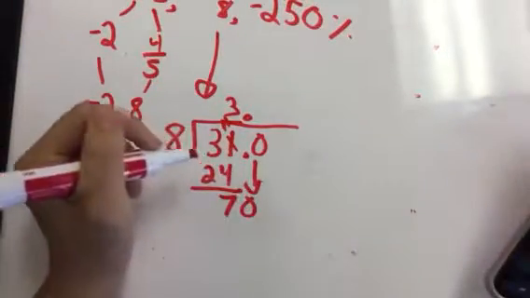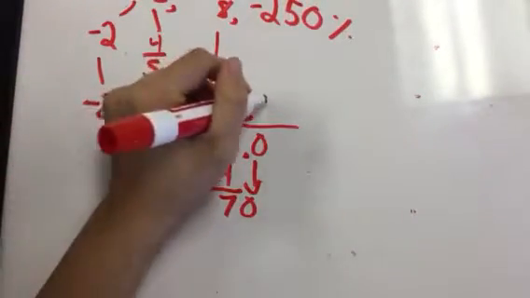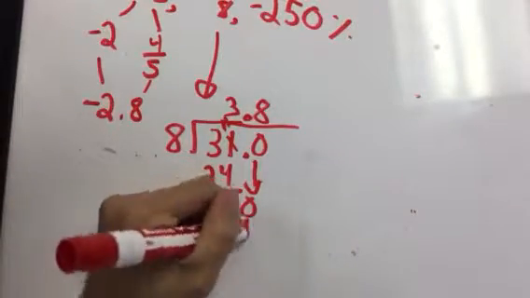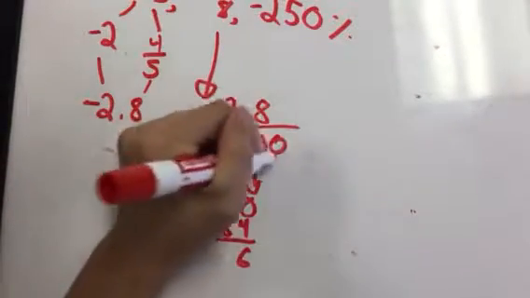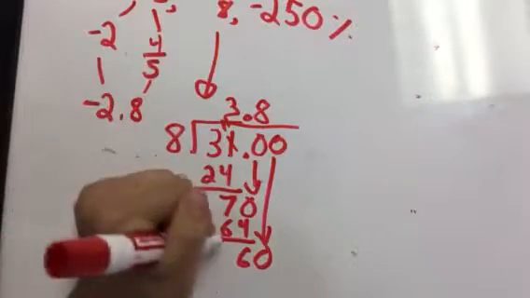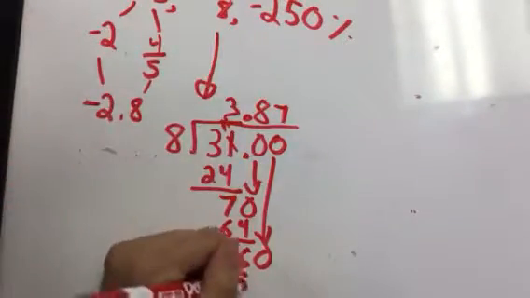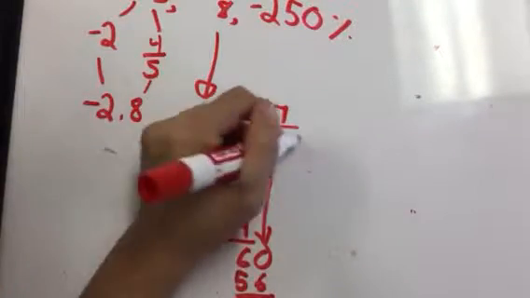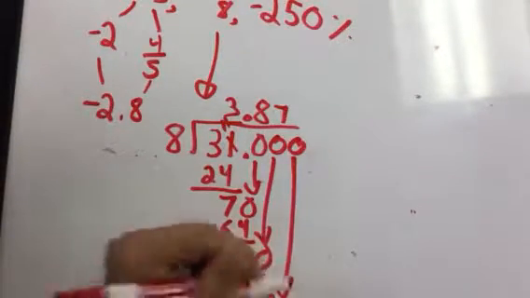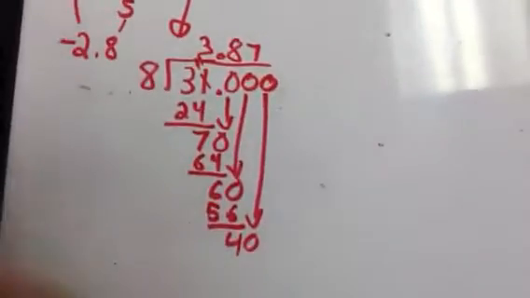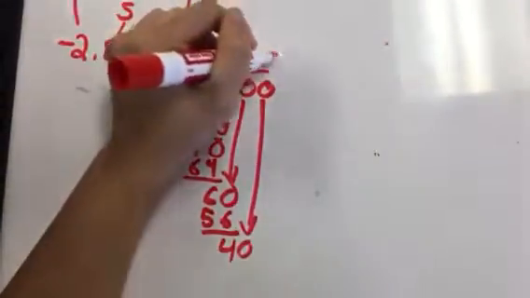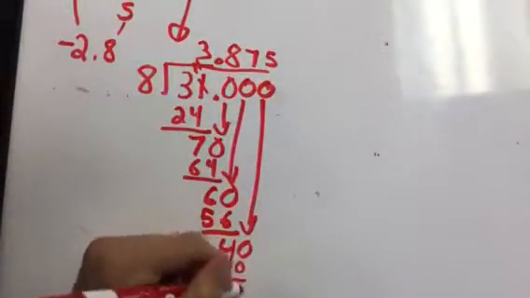8 goes into 70 8 times, because 8 times 8 is 64. I bring down the 0 again. 8 goes into 60 7 times, because 8 times 7 is 56. And then I bring down the 0 one more time. 8 goes into 40 5 times, because 8 times 5 is 40.